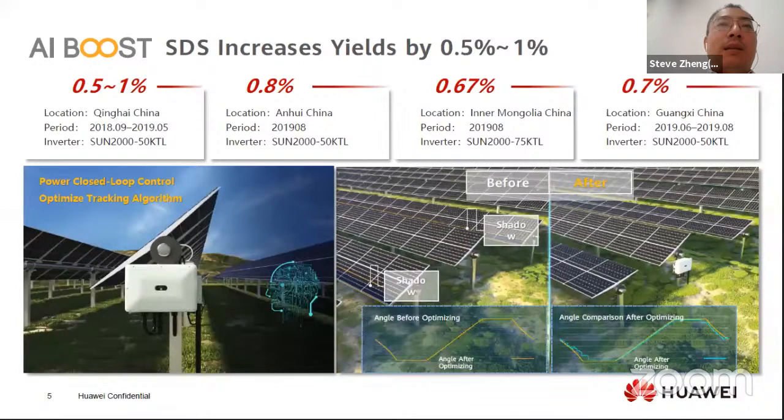It is just like the older tracker system is connected to our inverter. Then the inverter delivers all the data and also the signals to the SCADA systems. In 2019, we did some tests at several sites in China. The introduction of this AI algorithm increased the generation yield by 0.5 to 1% with these smart DC systems.